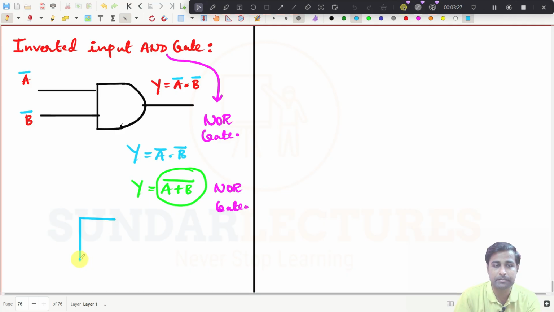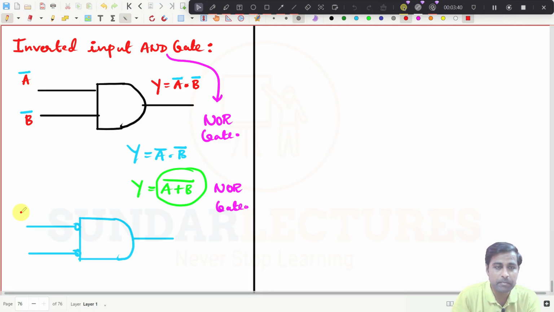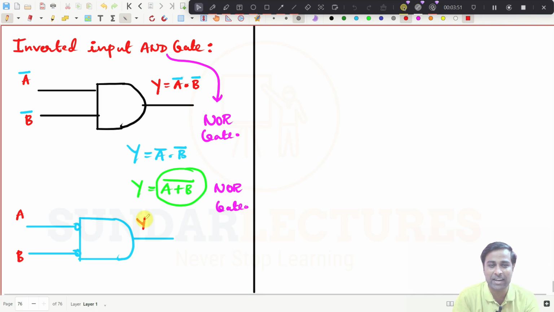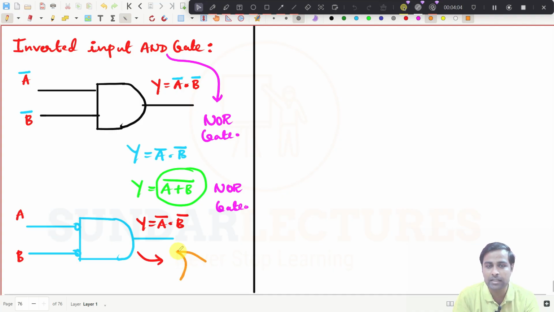If I draw like this, what am I doing now? Make this as A, this as B. I have inverted here, right? So what will this gate get now? A bar and B bar. And the expression I can write is A bar dot B bar. Can this be drawn like this? Is it so or not? Tell me. Can I draw like this?